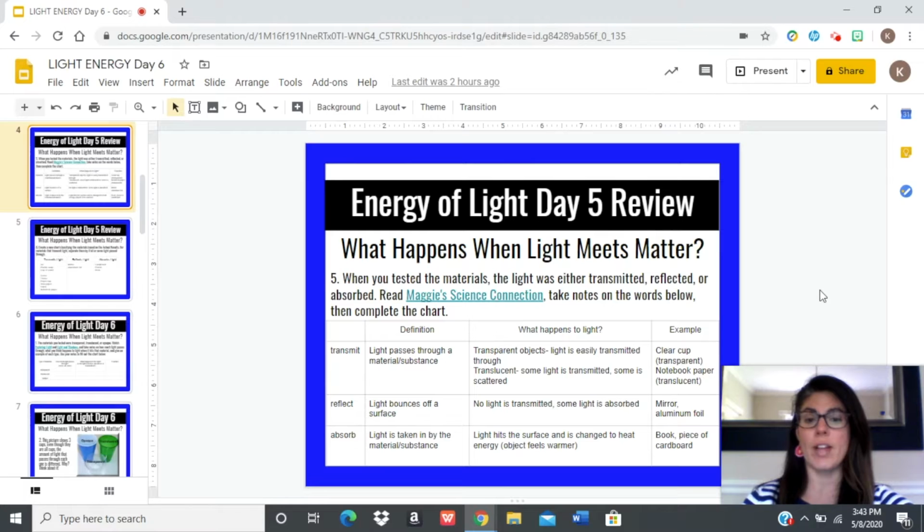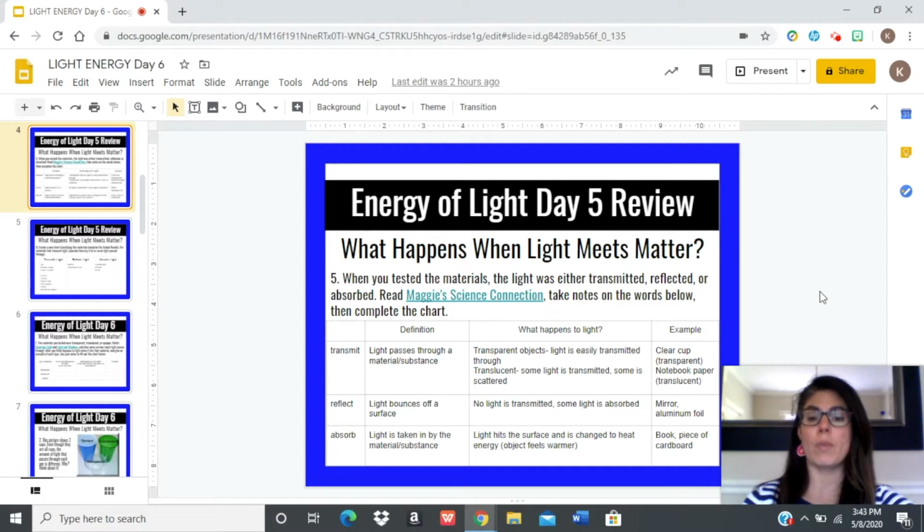The definition for reflect is light bounces off a surface. No light is transmitted, and some of the light is actually absorbed. An example of an object that reflected light, the mirror and the aluminum foil. If you remember from the experiment, the light did not go through the mirror, but bounced off back at us.